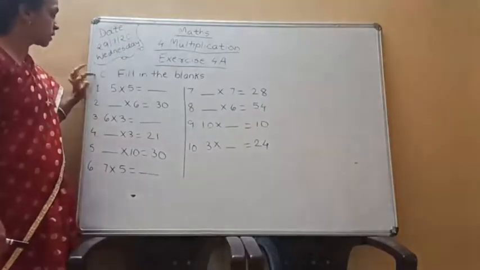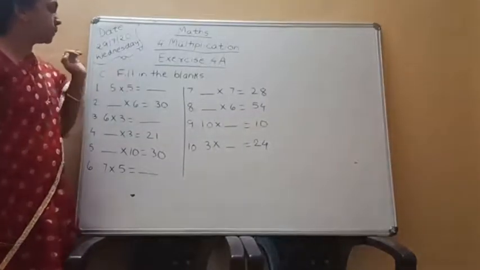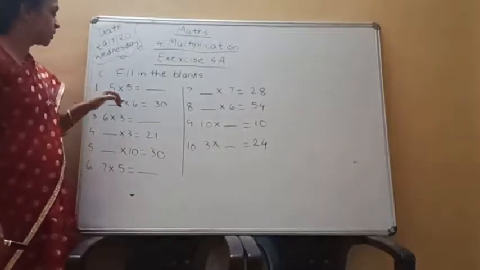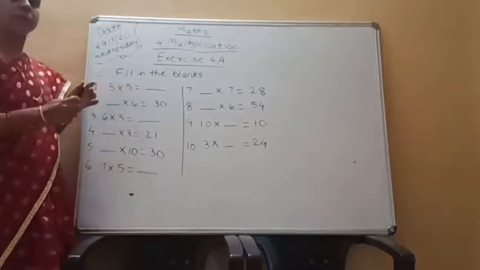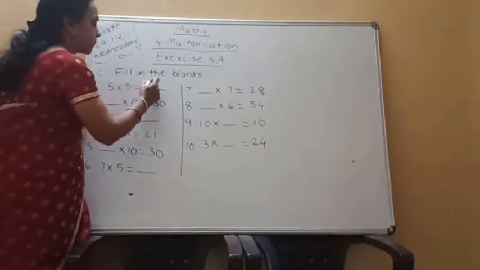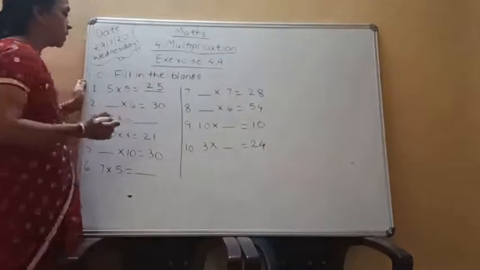Now see question. Fill in the blanks. First question. 5 multiplied by 5. 5 5s are 25. Just write down the answer here.